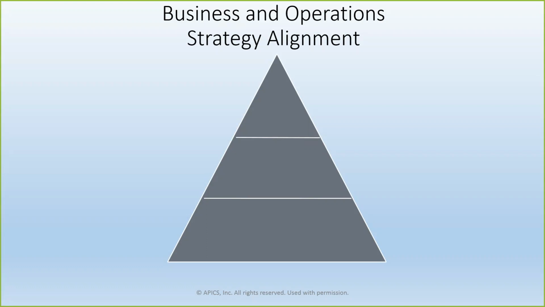Okay, our first slide that we're going to take a look at is business and operations strategy alignment. The first thing I want to look at, before we populate this with any more data, is the triangle, or pyramid. In teaching the APICS body of knowledge, you use the pyramid a lot for describing a hierarchy of planning, and here we're talking about the highest level of planning.